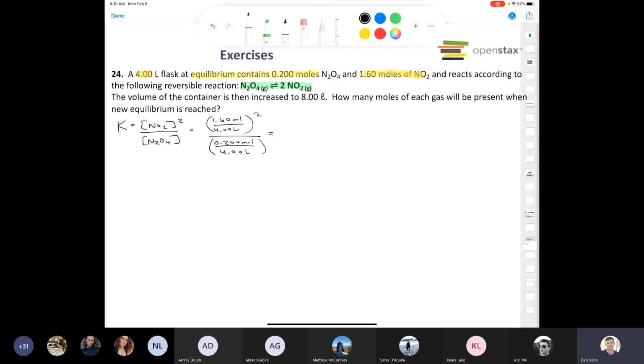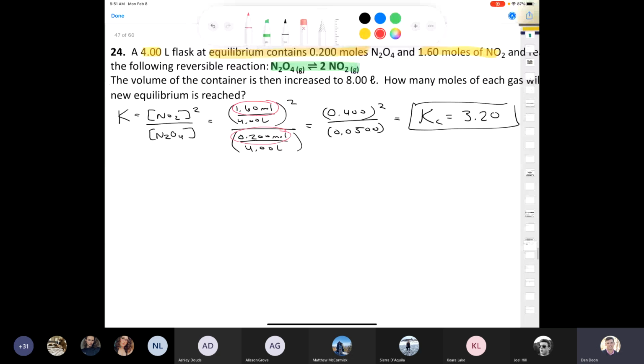Anyhow, you punch all that in your calculator, you end up with 0.400, leaving the units out because, again, K is a unitless number, divided by 0.0500. And you end up with a Kc which is equal to 3.20. Okay, so now we've solved for our Kc. And now what we're going to do is increase the volume to 8 liters, right? We're still going to have the same number of moles. We're still going to have 1.6 moles of NO2. We're still going to have 0.2 moles of N2O4, but we've doubled the size of the container.